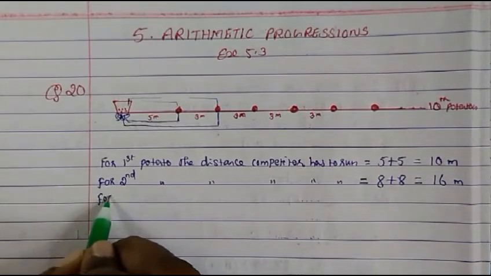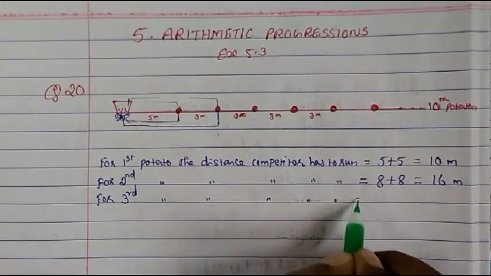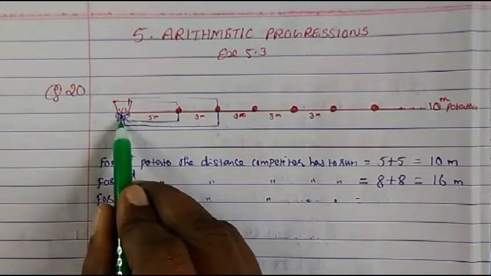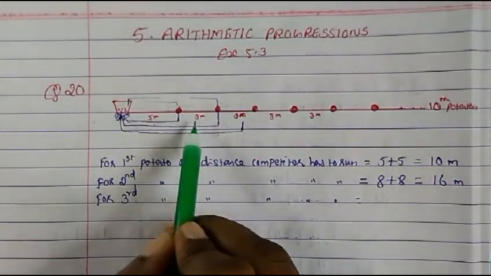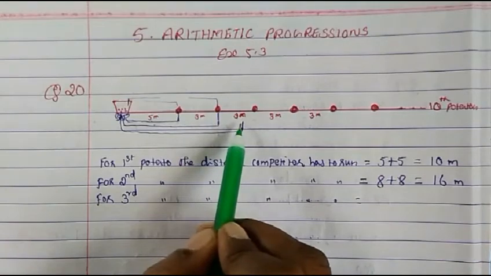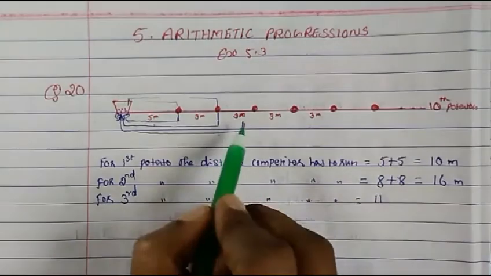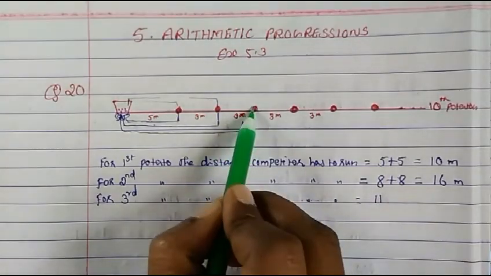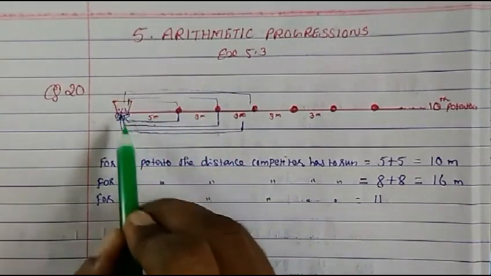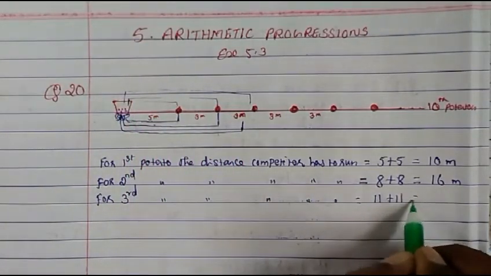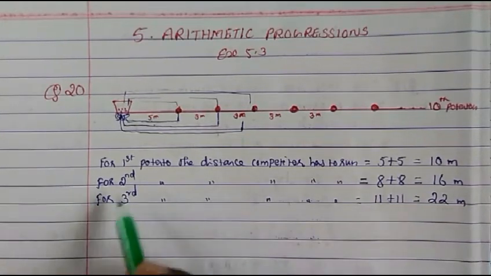Same way for the third potato, the distance the competitor has to run, how much? For the third potato, again from here she has to begin up to here. So that means 5 plus 3, 8, 8 plus 3 is 11. So 11 for the third potato. Then she has to pick it up and again run back and put it in the bucket. So again 11 meter she has to run back. So total how much then? 22 meter.